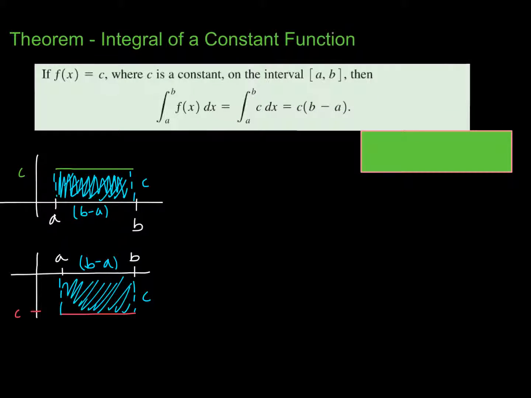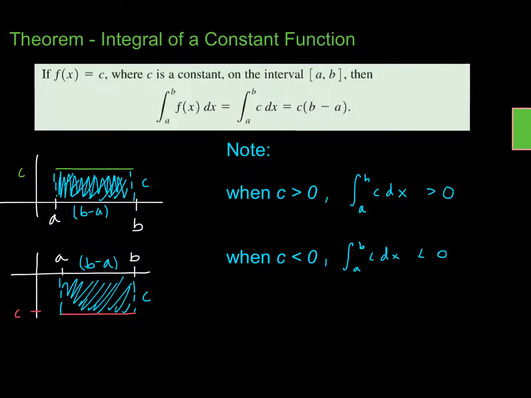The integral from a to b of a constant value c dx is going to be simply the value of my constant function times the length of the interval, b minus a. One thing to note is, of course, that when my constant function is positive, greater than 0, this value is going to be positive, greater than 0. And when my constant function is negative, this value, the value of the integral, is going to be negative, just as I have written right here.